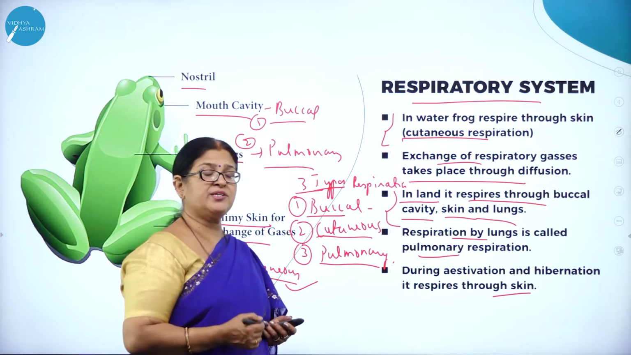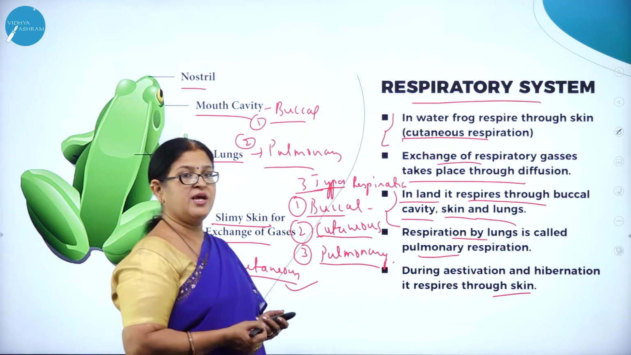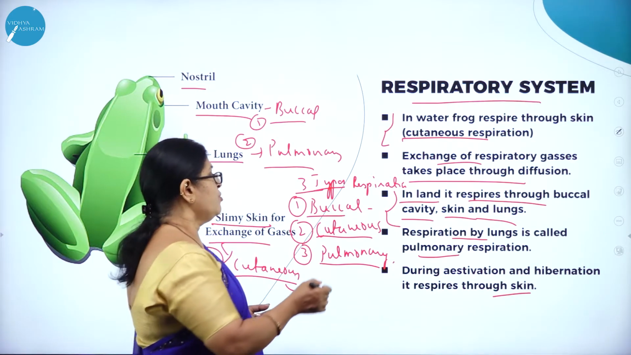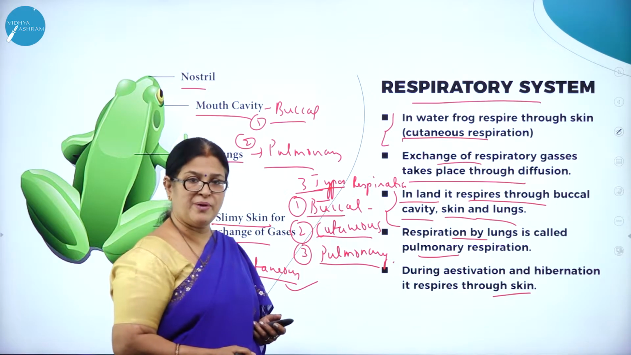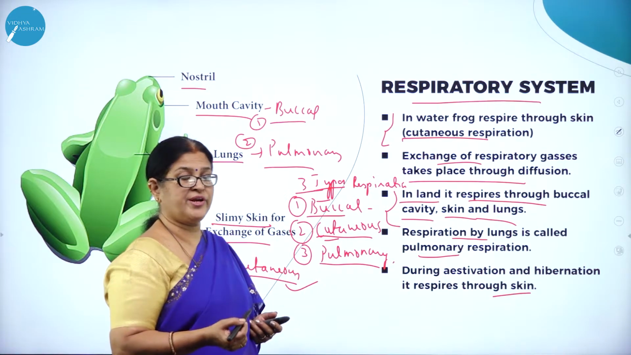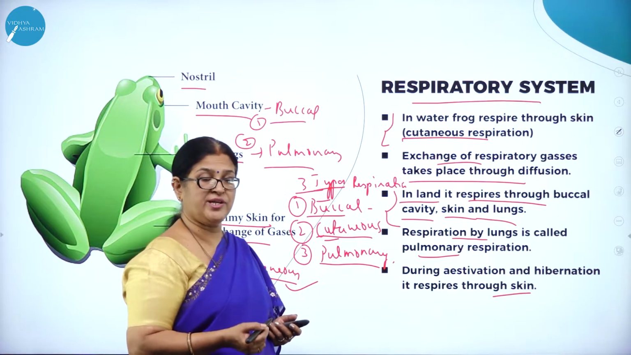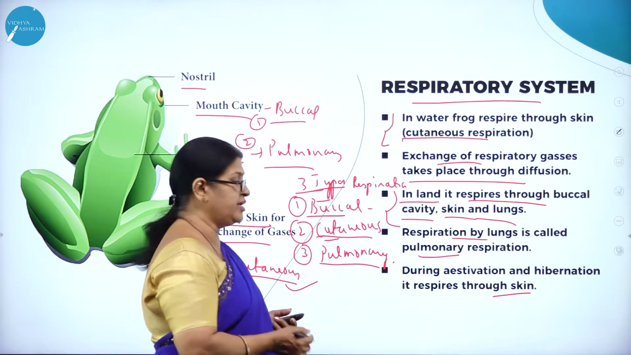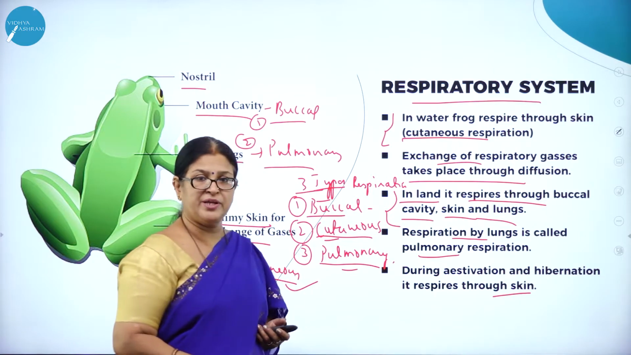So the respiratory system is very unique in frogs, as we know that it takes place by three very important means. One, through the buccal cavity, called buccal respiration; through moist skin, as we already studied that the skin is moist, filled with mucus, called cutaneous respiration; and through lungs, called pulmonary respiration.